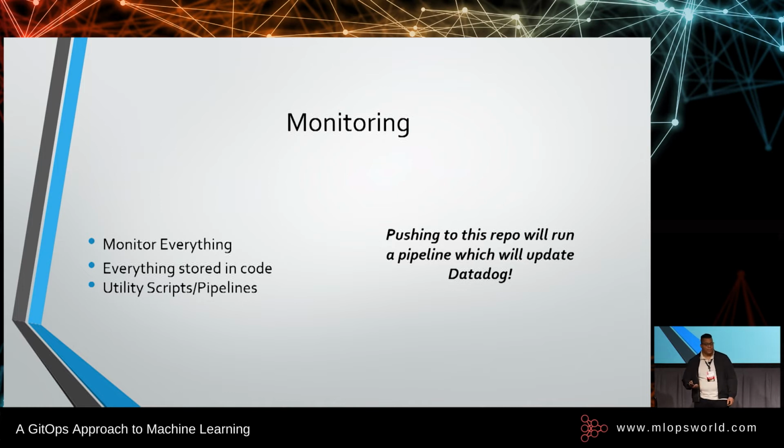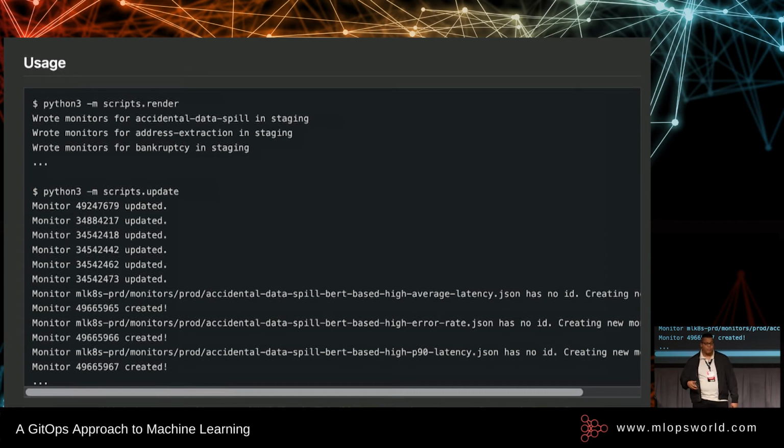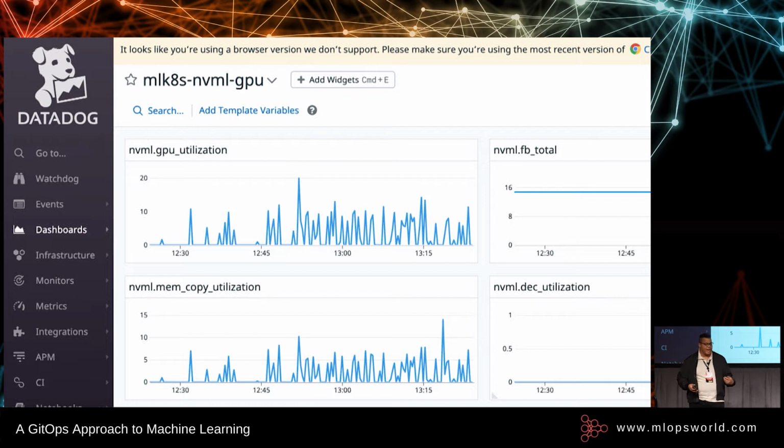So lastly, we also use the GitOps approach for monitoring. At Interos, we like to monitor as much as we can, and we use Datadog pretty heavily. All of our dashboards and monitors for Datadog are actually stored in a centralized repo. We also store utility scripts and pipeline code in that repo as well. When you trigger a GitLab pipeline, it actually runs this to update all those dashboards and monitors in Datadog itself. Pretty nifty. You can see an example of a dashboard here that was updated by such a pipeline.